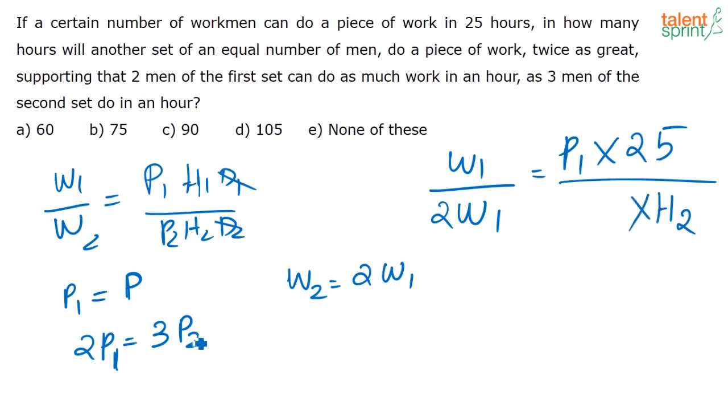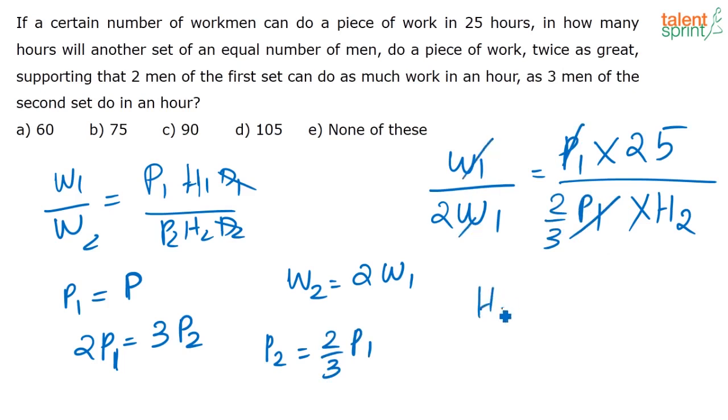So when we are equating here, we know 2P1 is equal to 3P2, or I can say P2 is equal to 2 by 3 P1, correct? So just substitute that here, 2 by 3 P1. So this and this get cancelled. You solve for it, you get the value of H2, correct? So H2 will be 25 into 3, that is 75 hours. Very easy question, no? That is option B. So let's move on to the next question. Not a tough one at all, you just need to substitute the values correctly.